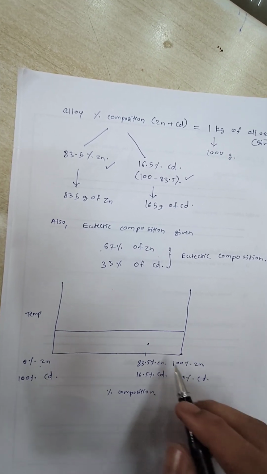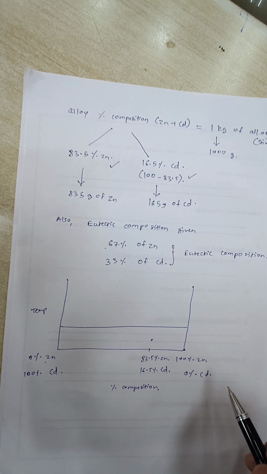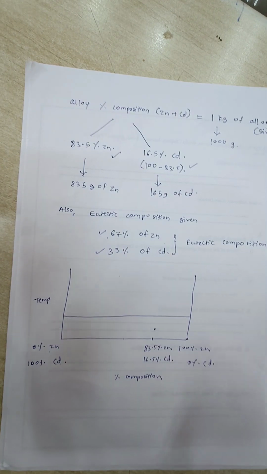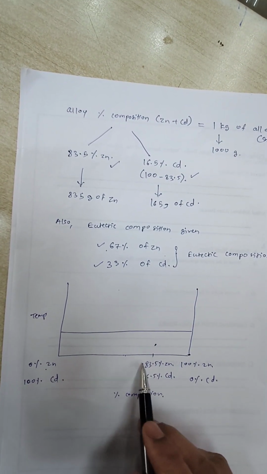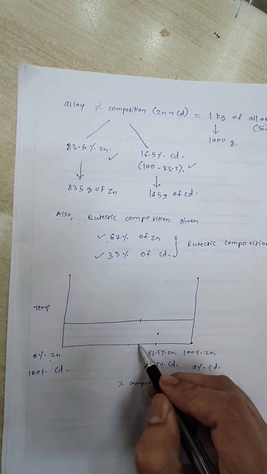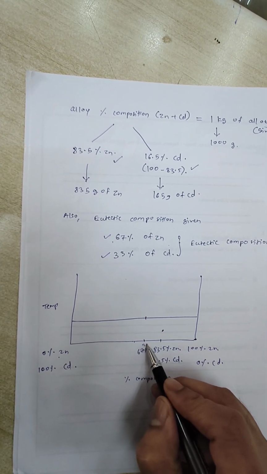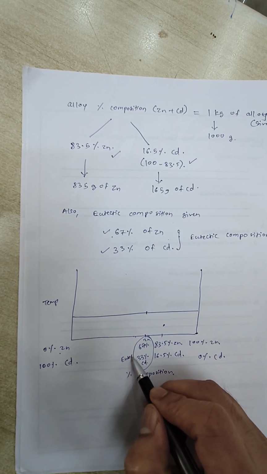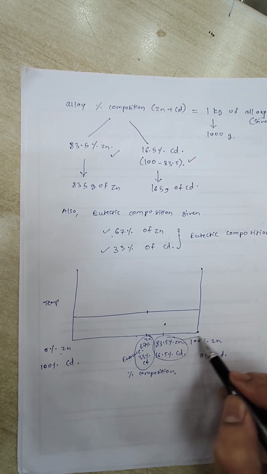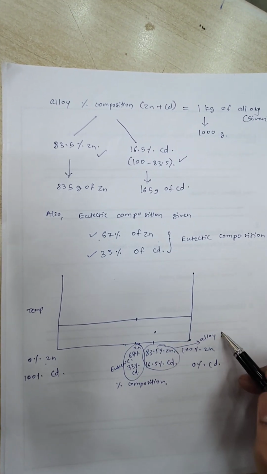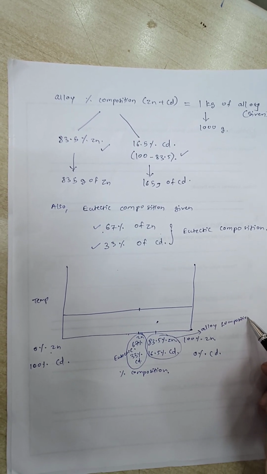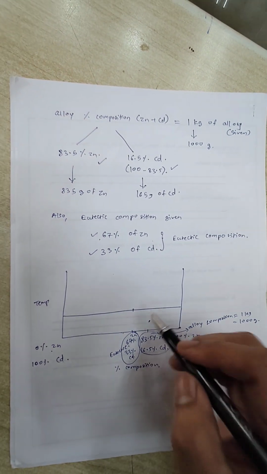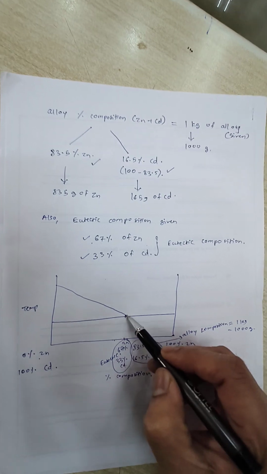Now what is the eutectic composition? The eutectic composition they have given is 67 and 33. 67 zinc, so obviously this will be past 50 and less than 83, somewhere around this point: 67% zinc and the remaining 33% cadmium. So this will be the eutectic and this will be the alloy composition. The alloy composition is nothing but 1 kg or 1000 gram. Now you can plot the rough diagram this way.